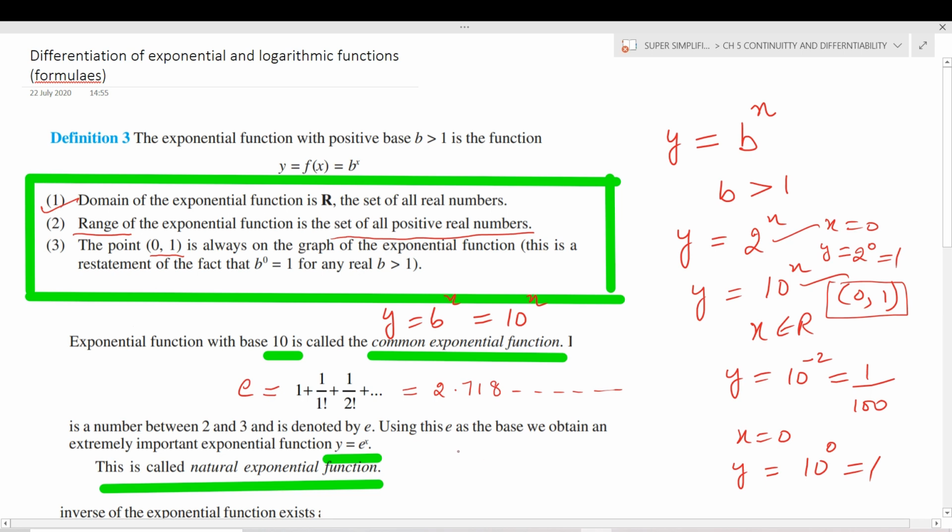If you use the base e instead of 10, then this type of function will be called the natural exponential function. If you take the base to be 10, then the function y will be called the common exponential function. If you take the base to be e, then the function y will be called the natural exponential function.